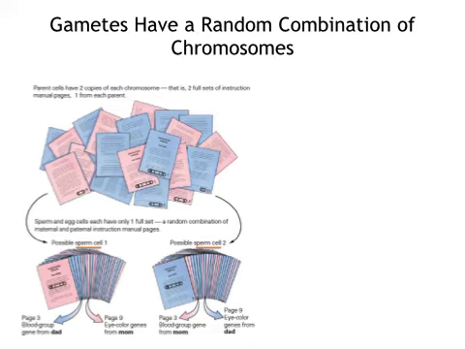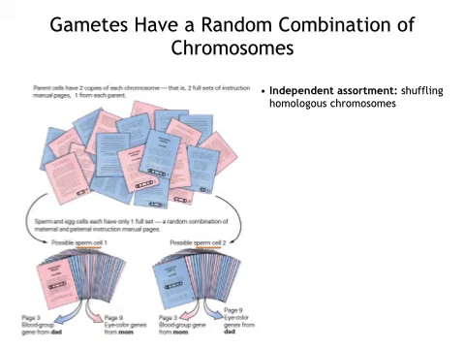And these sets are a random combination of maternal and paternal instruction pages. So here you can see possible sperm cell 1 has page 3 from dad and page 9 from mom, whereas this other possible sperm cell has page 3 from mom and page 9 from dad. So this is what we've seen during independent assortment. What independent assortment does is it shuffles chromosomes.